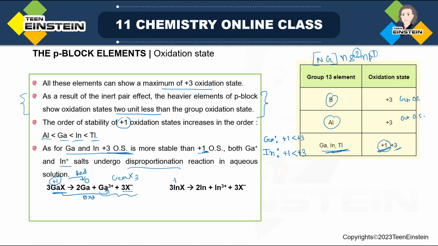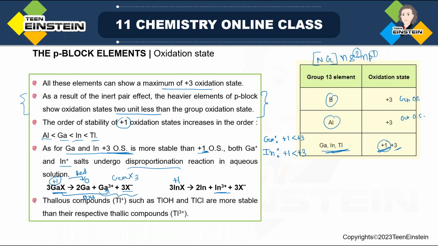So that is why from +1 it is converted to +3. So disproportionation is possible for gallium and indium. And for the last one, thallium. See, thalous compounds. Thalous means when Tl is having compounds in +1 oxidation state, then you can call that oxidation state thalous. Just remember, when iron is 3+ and when iron is 2+, what do we call them?